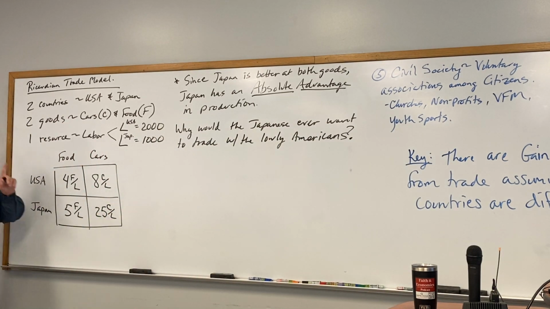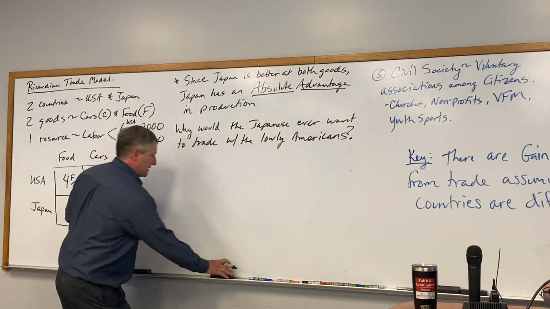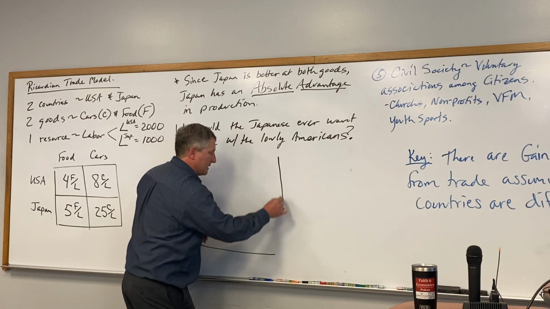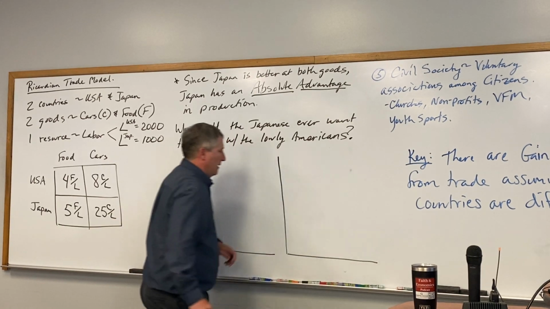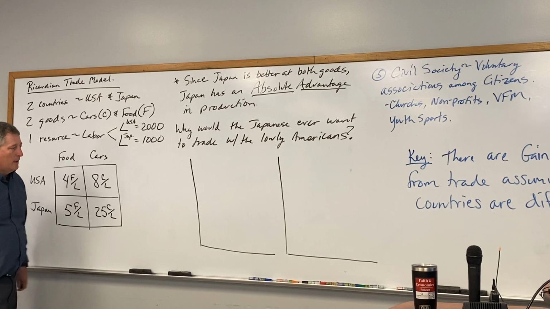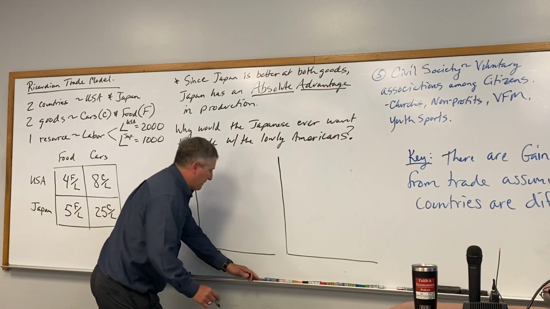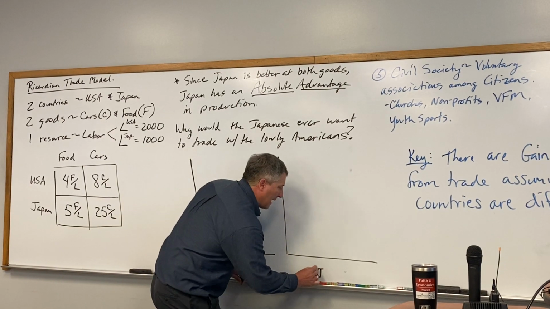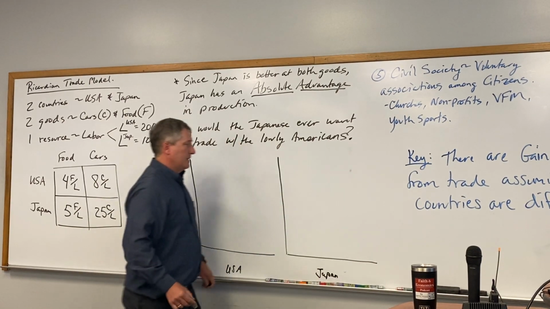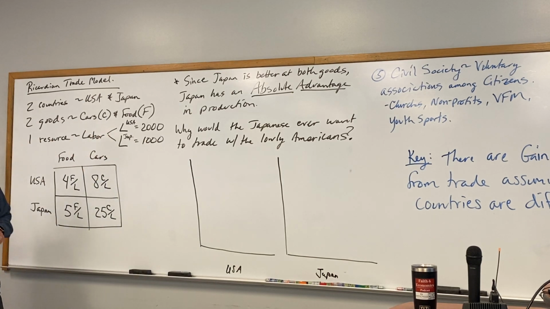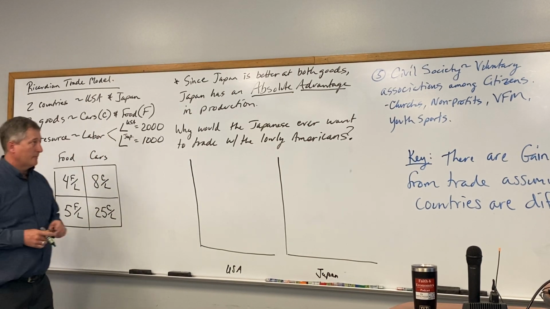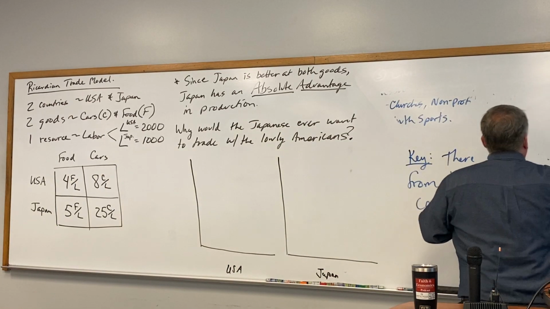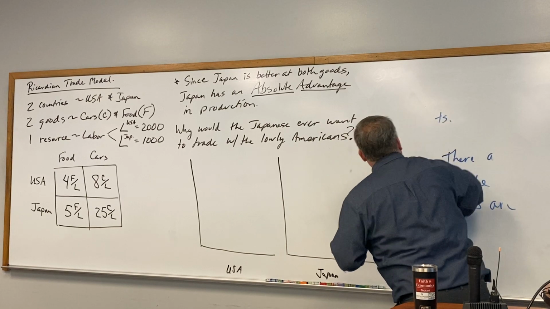So what we want to do is graph this out. Let's get some graphing goggles on. We're going to put 2 graphs side by side. The graph to the left is the Americans, so you can put USA here and Japan to the right. And what I want to do is graph their production possibilities.